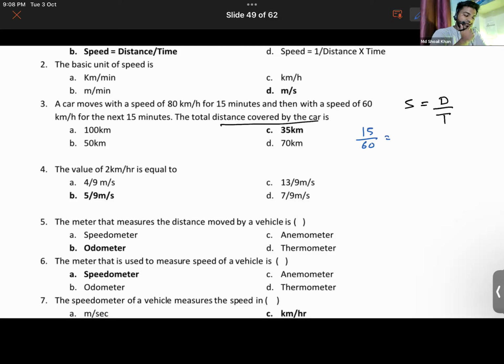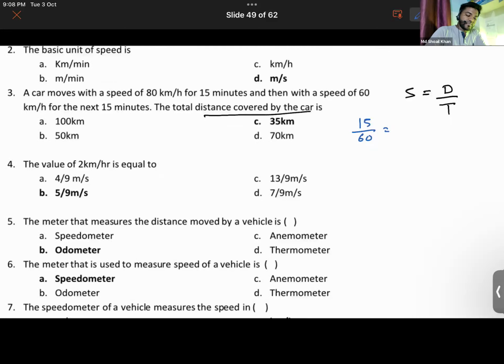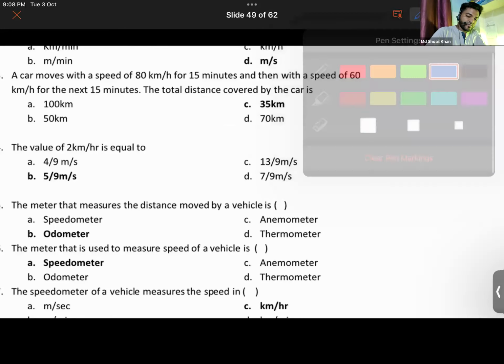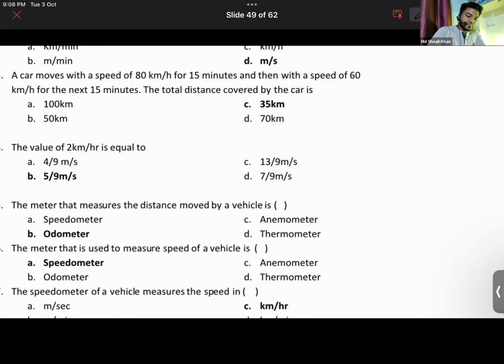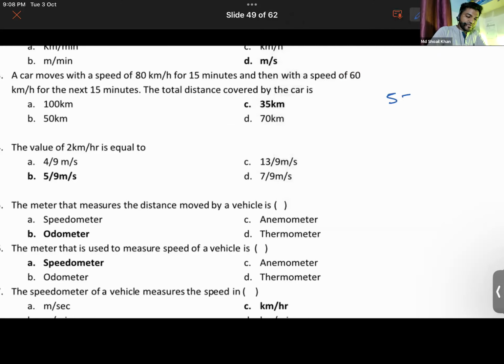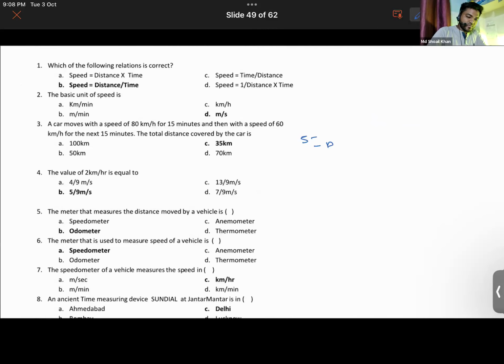Tell me one thing, did you use this formula? Distance equals speed multiplied by time. Okay, I just tried, but I was something else. Speed equals to, okay, what's happening? Just give me a moment. Speed equals to distance. Just give me a moment.